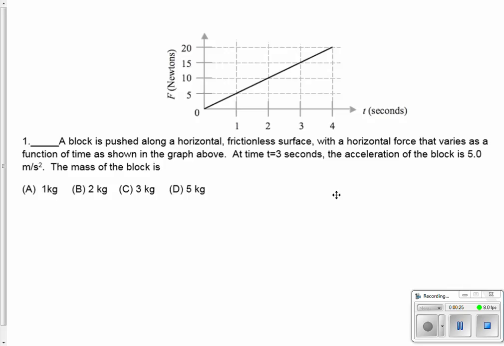We are going to do more with force-time graphs later on. Looking at the area under the curve, for example, will tell us a little bit more about the motion of the cart, or the block in this case. But this is pretty straightforward. If we imagine what this block might look like, we can think about a block that has a force F applied. It says it's frictionless, so we could assume that F is the net force. So that means that F equals mass times acceleration.